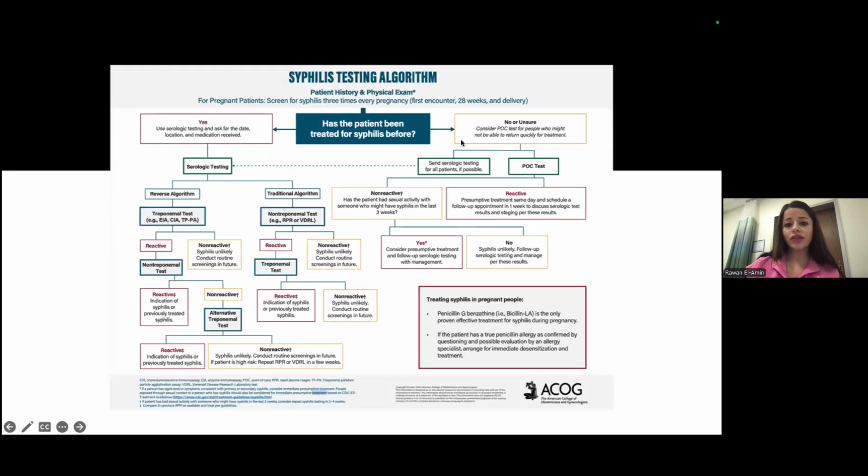This is another algorithm. Algorithms are pretty helpful when it comes to these blood tests that we do. We usually check for RPR initially, at 28 weeks, and upon admission to L&D, and this tells you what the next step is. If you're obviously not sure, talk to your maternal fetal medicine experts or infectious disease experts, and they can guide you in the right direction there.